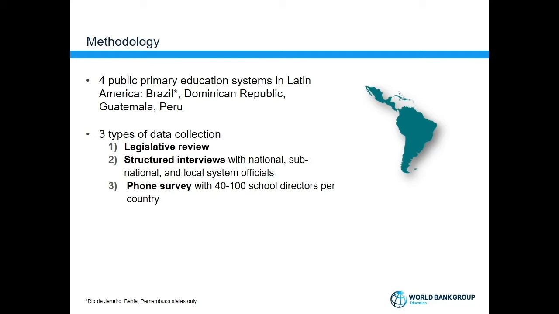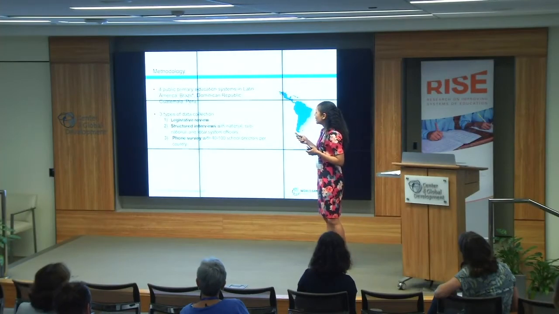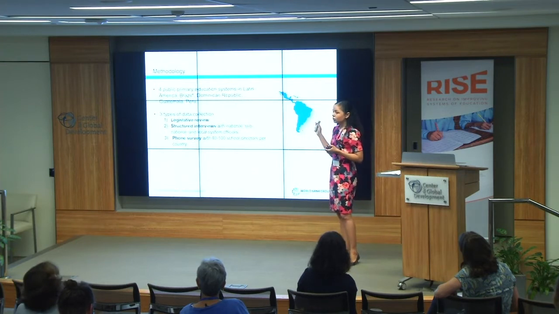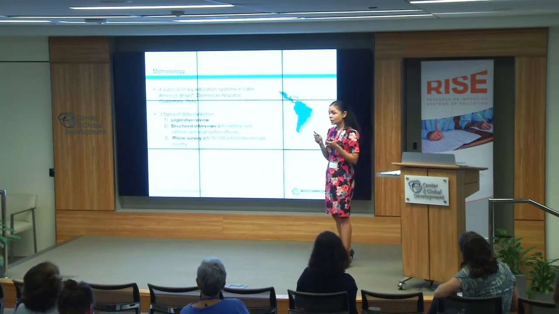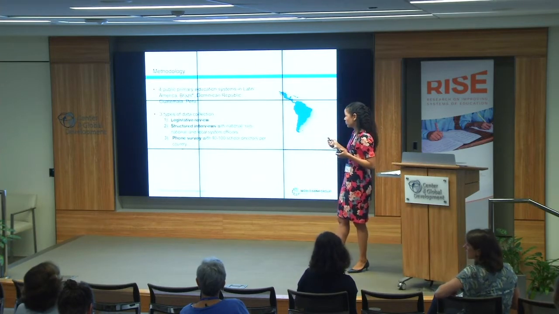So everything from municipal primary education in Brazil to provincial responsibilities in Peru to much more national systems that are generally run from the center, like Guatemala and the Dominican Republic. And then we did 3 types of data collection. So we did a legislative review, structured interviews with system officials at different levels, and then phone surveys with school directors.